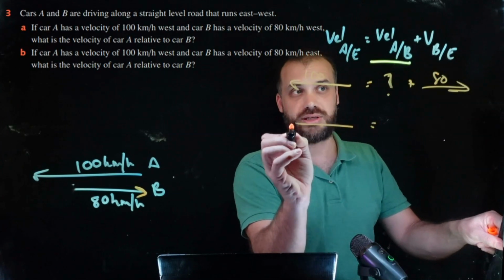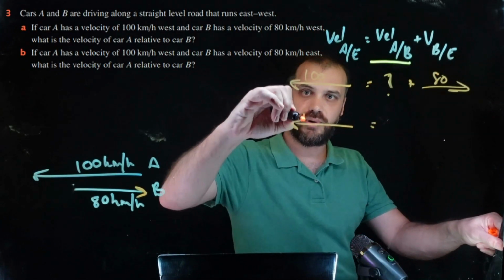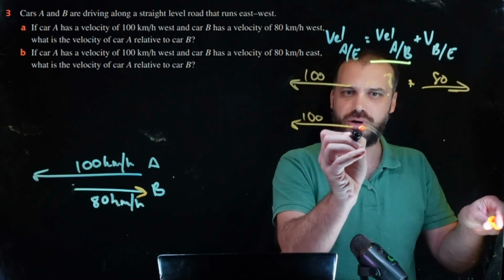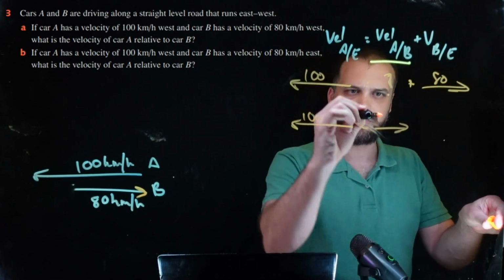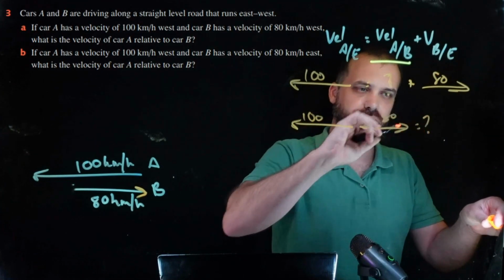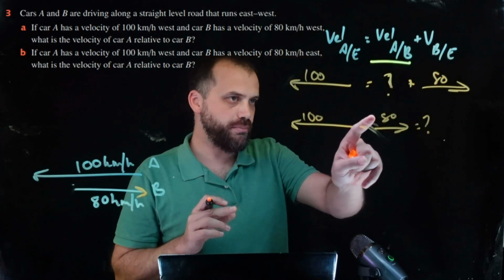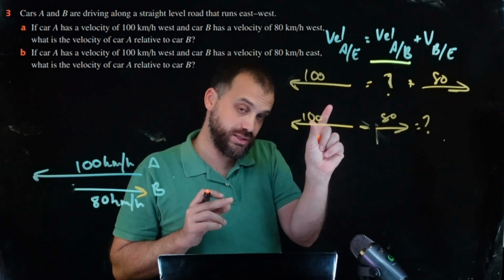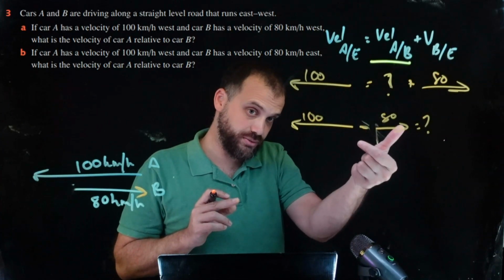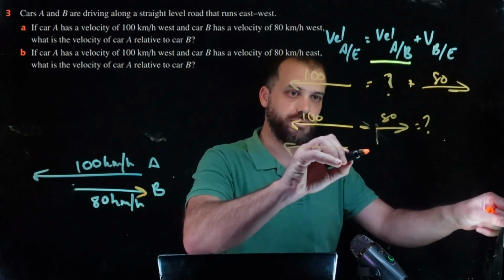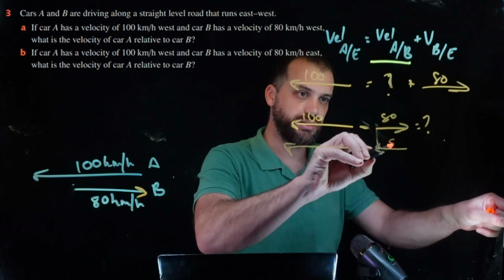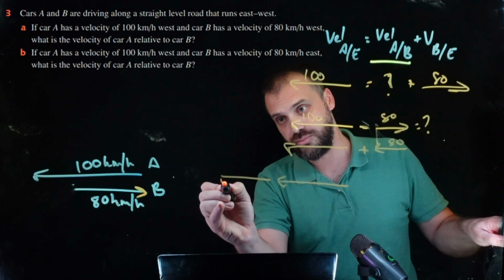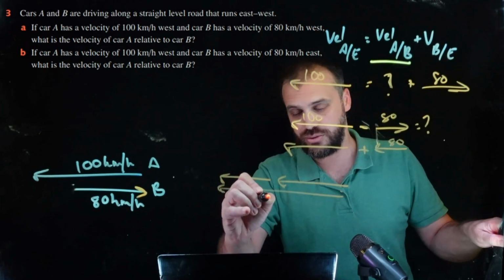We rearrange just like we did before. So this time we get 100 minus this 80, and that's going to be equal to my question mark. 100 minus a vector of 80 in the other direction. Now if you're subtracting a vector, it's adding the vector and flipping it. So we're going to get 100 plus, flip the vector, 80. And if we do that graphically, we get 100 plus 80 is equal to 180.